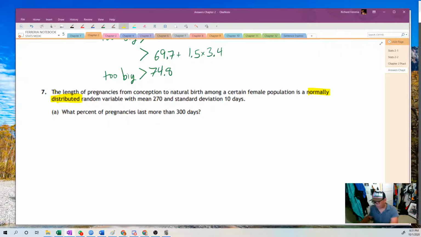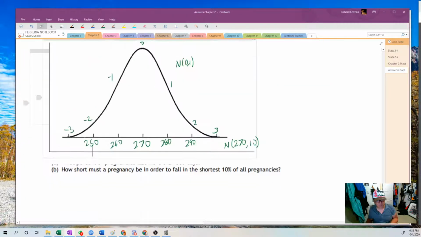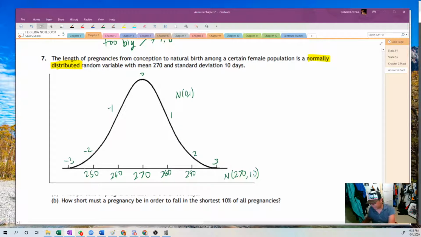So let's take a look at a normal curve. Not knowing exactly where the next question is going to take me, I've gone ahead and, as normal, put the z-scores above the curve with the notation N(0,1), and below the curve I put the contextual data with the normal distribution, mean of 270, standard deviation of 10. So now let's take a look at question A. Oh, question A is not here in front of us. Let's see if we can find it.